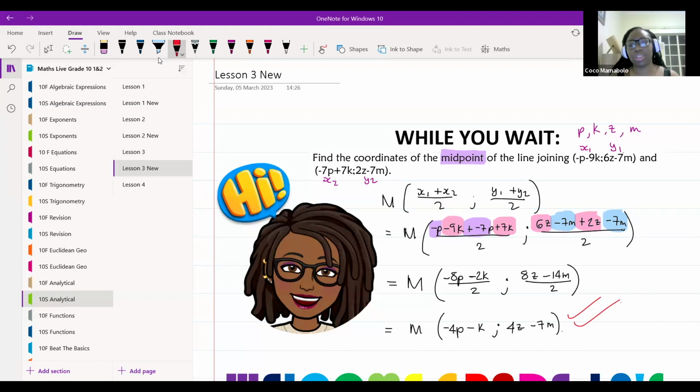Okay. I hope we're all doing okay. This was a bit of a tricky question, but the only tricky thing really was that there was a lot of m's and z's and things. Other than that, the maths still holds. Nothing different here.